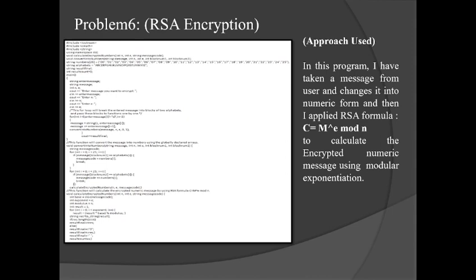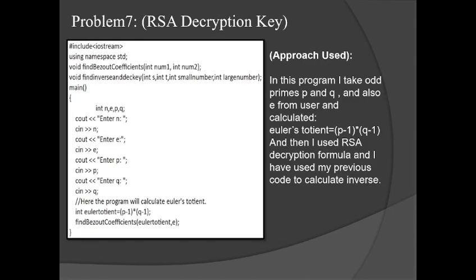Now we will move to problem 7. Problem 7 is to find the RSA decryption key. In this program, I take odd primes p and q from the user and also an integer e, which is relatively prime to p minus 1 times q minus 1, and calculated Euler's totient, whose formula is p minus 1 times q minus 1. And then I used the RSA decryption formula, and I have used my previous code to calculate the inverse. As you know, the decryption key is the inverse of e modulo Euler's totient, where e is entered by the user.